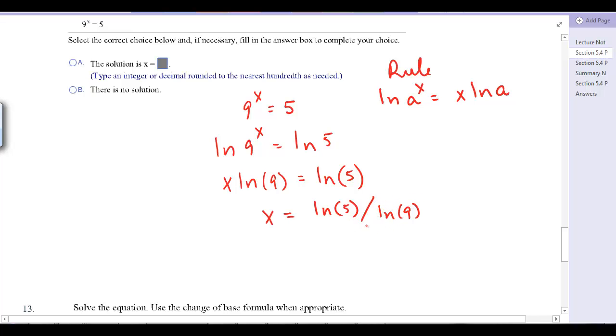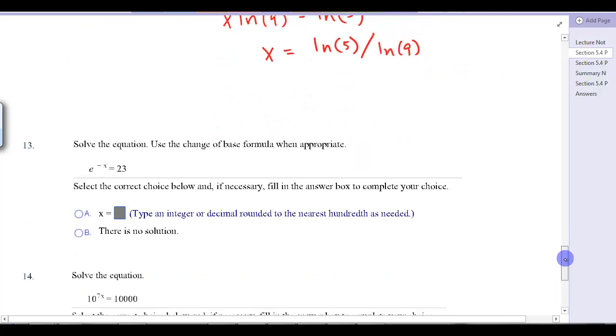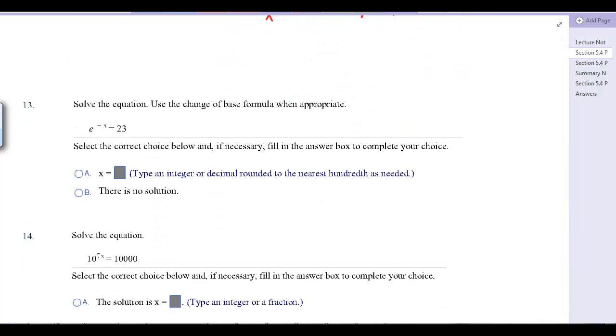You can do that on your calculator, and it says round to the nearest hundredth, you should get 0.73 rounded, because you'll do that just like that in the calculator. All right, 13.